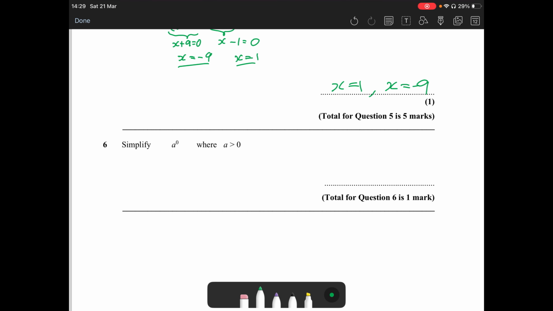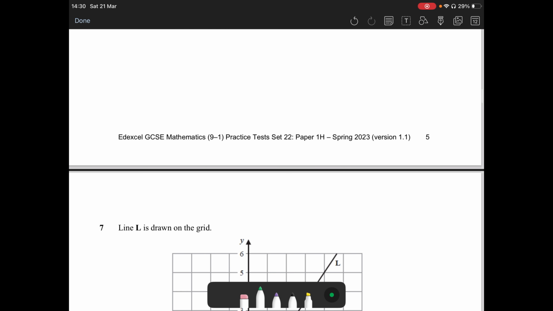Moving on. Simplify a to the power of 0, where a is a number greater than 0. Basically saying, look, a is a positive number. Any positive number to the power of 0 is 1. Always. 7.